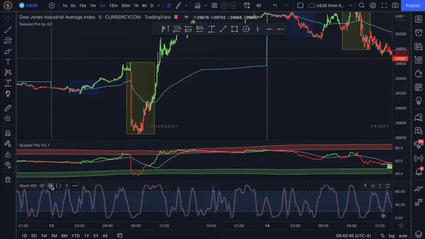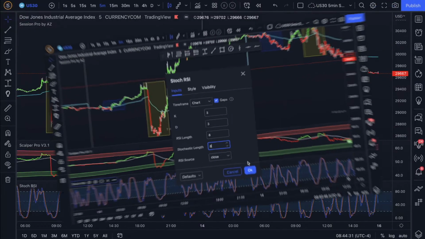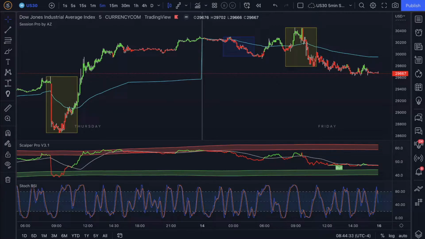We're going to add this to our chart, and we are modifying the RSI length down to 8 and the stochastic length down to 8 as well. The last indicator we are going to need for the strategy is an EMA, but it's optional. You can also use the VWAP instead of the EMA, but I'm just going to bring it up.